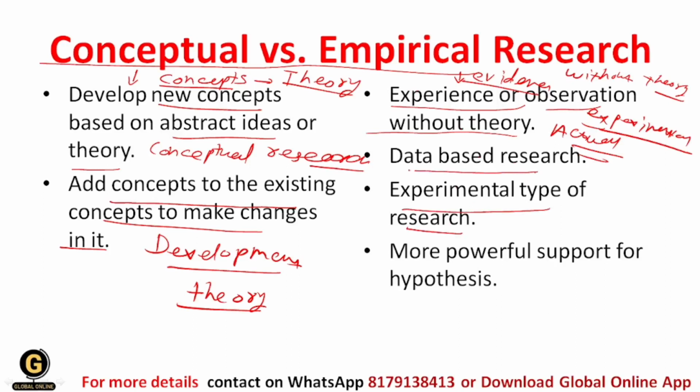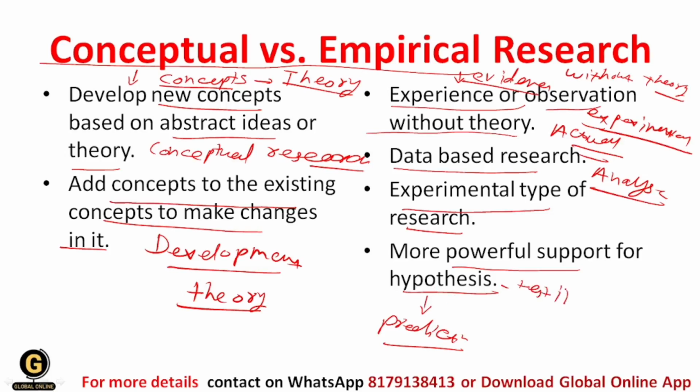And it is data-based research. Whatever data we collect in our experiment, we analyze that data. It could be qualitative data or quantitative data, and based on that data we reach our results. It is also more powerful support for the hypothesis. Hypothesis means a predictive statement about the solution to our problem, and hypothesis testing can be done through experiment.